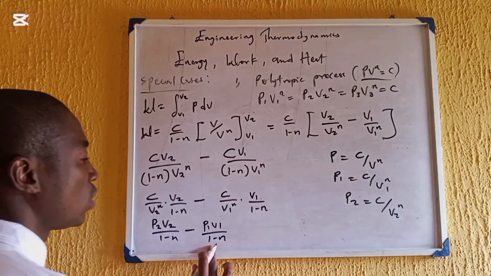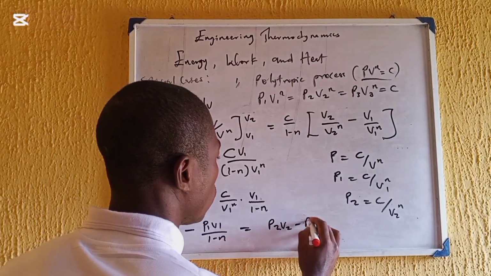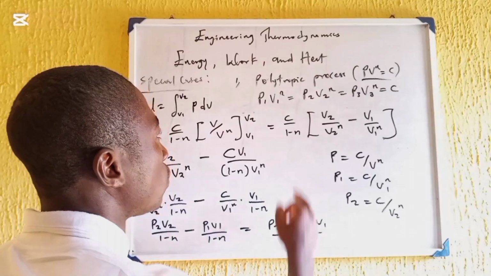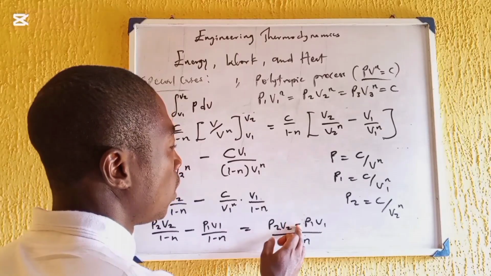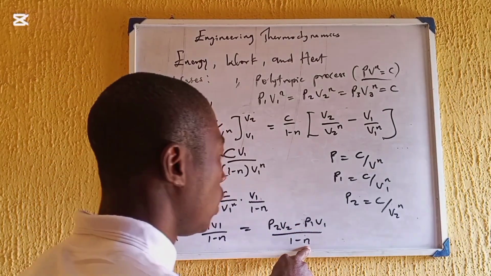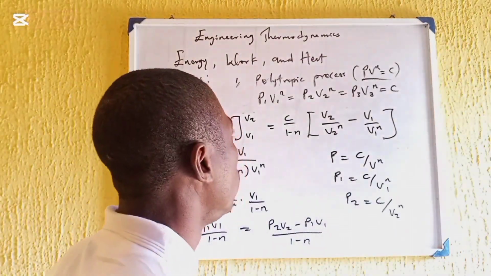When we have common denominators, we have P2 V2 minus P1 V1 over 1 minus n. So for a polytropic process, work is equal to P2 V2 minus P1 V1 over 1 minus n. So you'll be given n before you'll be able to calculate the value of work done.